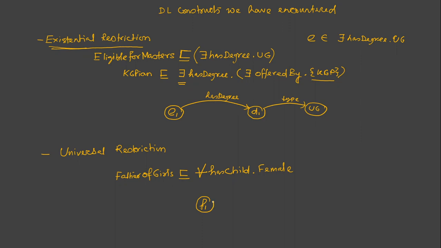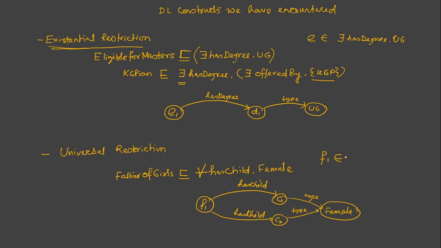So F1 has child, say C1, and F1 has child, say C2, and both of them are of type female. In that case, this F1 would belong to the class for all has child female, right?